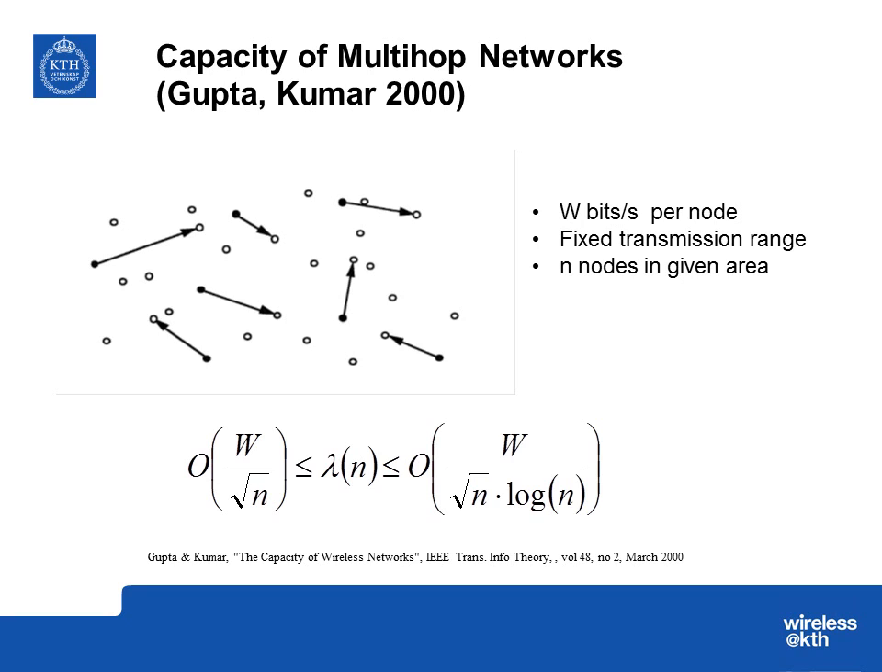So the more nodes we have in a given area, the less is the capacity. So the multi-hop feature has this drawback, that multi-hopping also consumes a lot of capacity from the various nodes.